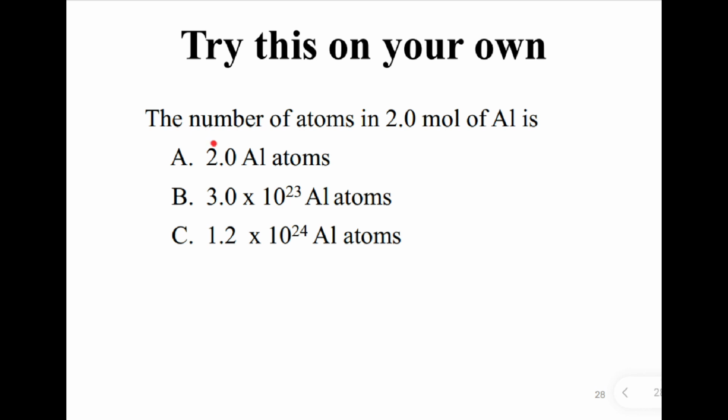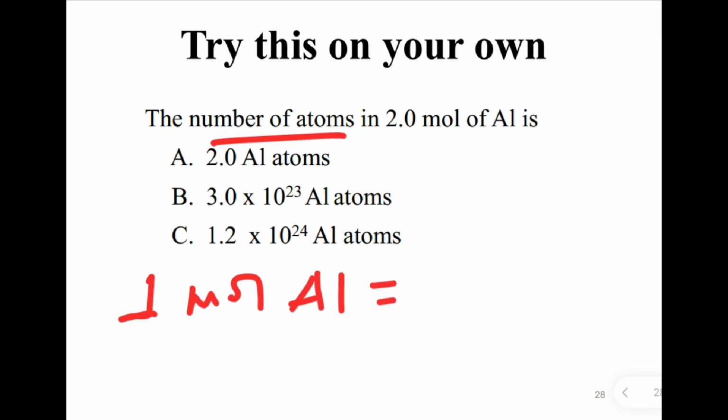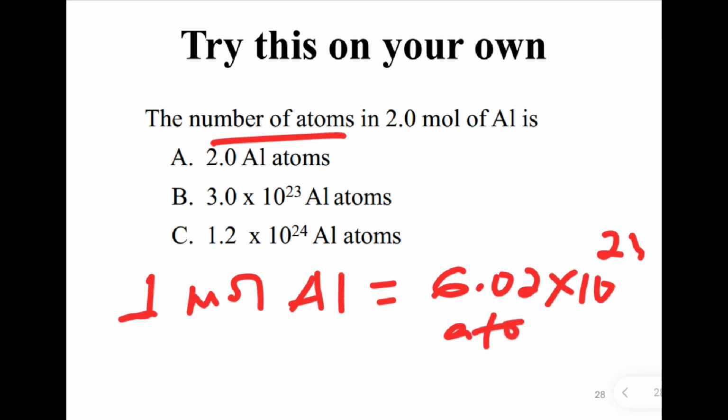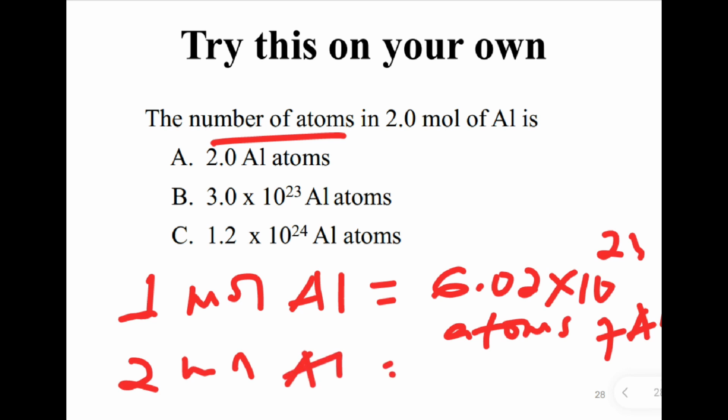The number of atoms in 2 moles of aluminum. What did we say? 1 mole of aluminum, or any substance for that matter, contains 6.02 times 10 to the power of 23 atoms, in this case atoms of aluminum. So if I have 2 moles of aluminum, how many will it be? This is multiplication, criss cross, so how many will it be?